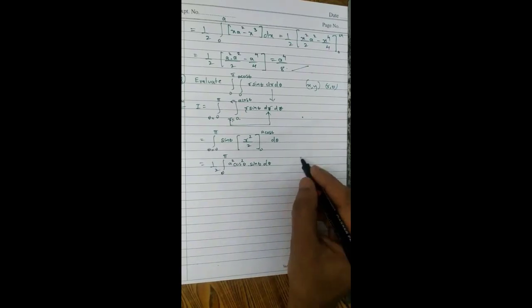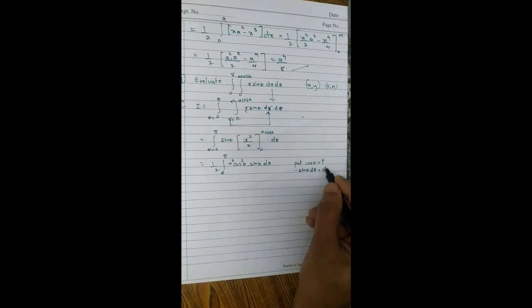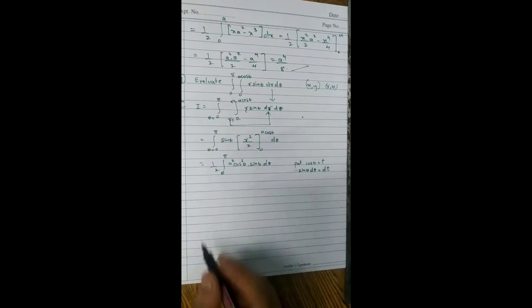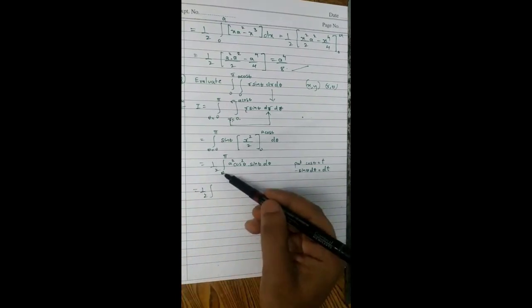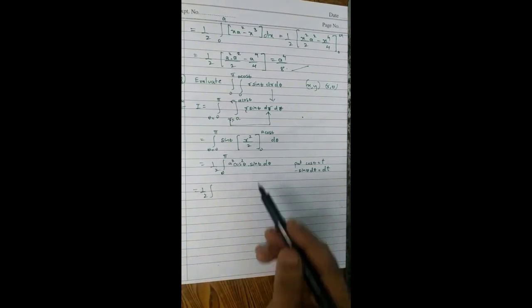Now what I do is, to avoid complications and to make it much more simplified, if I put cos theta is equal to t, that is by substitution. So after differentiating this with respect to theta, this turns out to be minus sin theta d theta, which is equal to dt. Okay, so which is equal to integration from 1 by 2, I will write it as it is. I have to change the limits also.